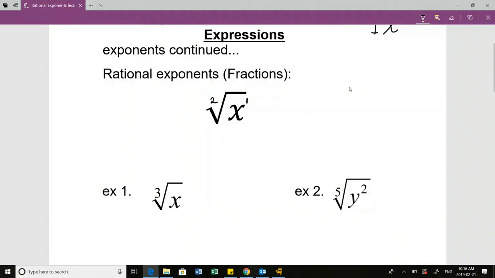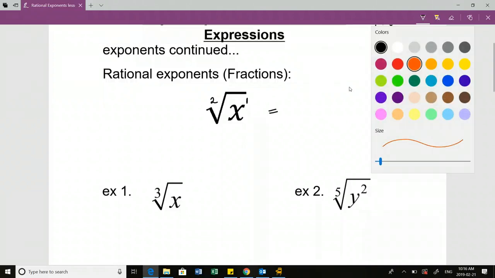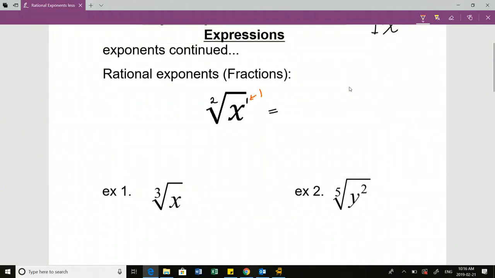Okay, so I can actually rewrite this square root as a fraction exponent. And what we do is whatever exponent is on the x, this will go on the top, and whatever value is out here will go on the bottom of the fraction. So when I rewrite this in rational form, it's x to the exponent 1/2.